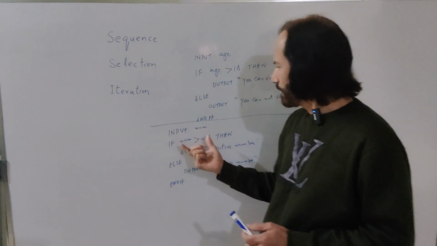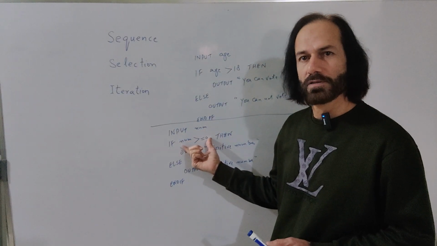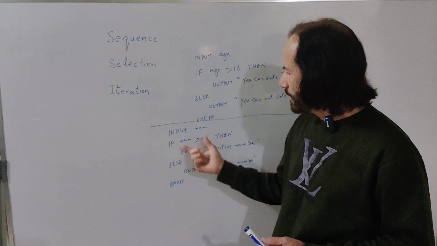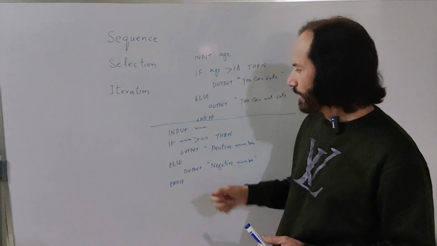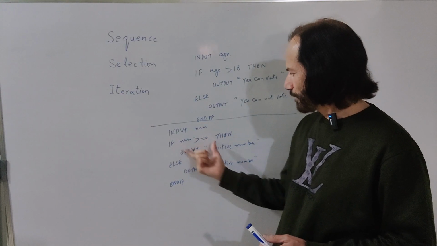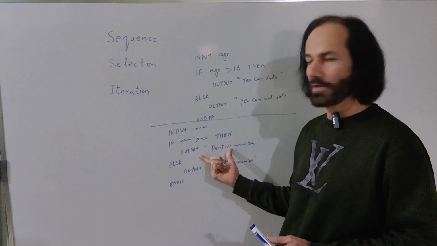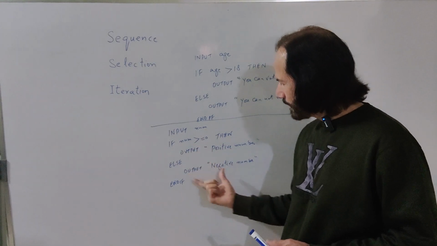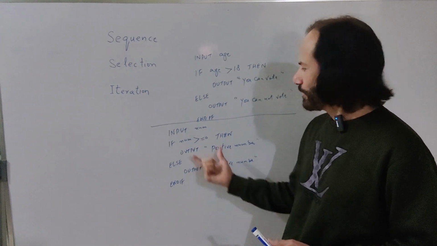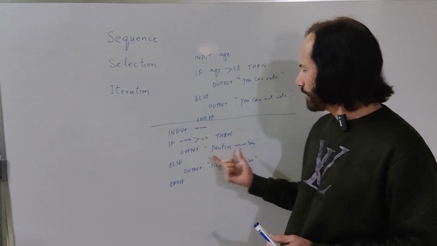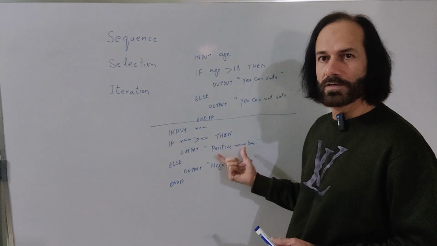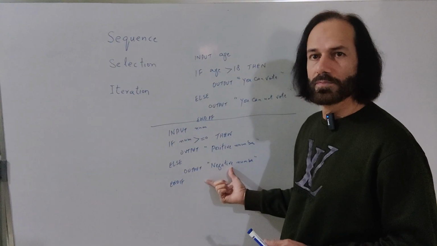After inputting the number, this is the condition to be checked. It says which route, which path you have to follow. If this condition is true, you have to follow this path. If this condition is false, you have to follow this path. If the number is greater than or equal to 0, this message will appear on the screen. Otherwise, this message will appear on the screen.